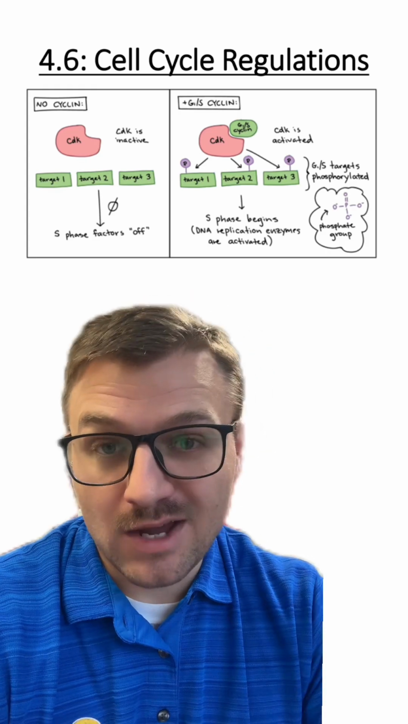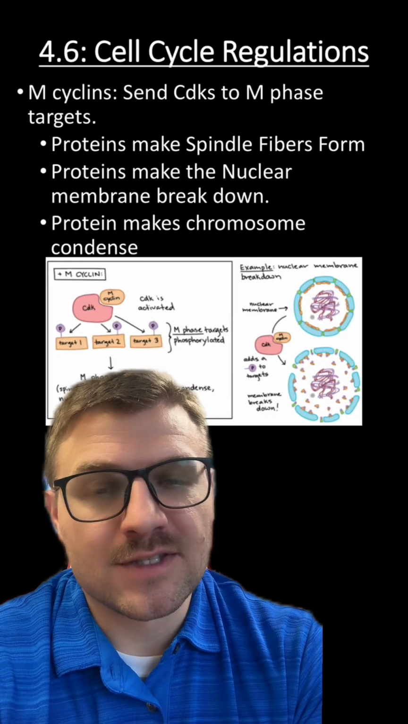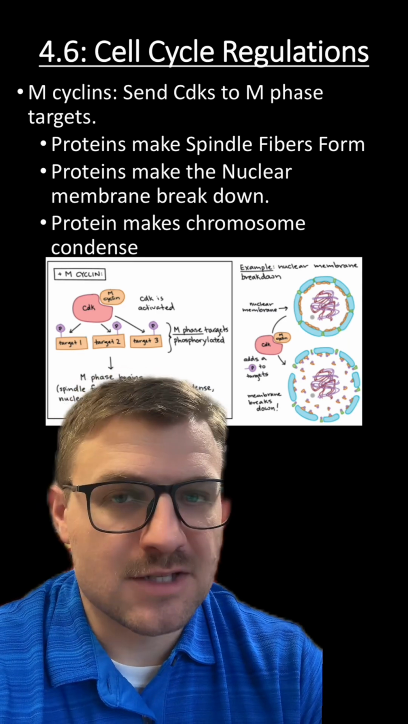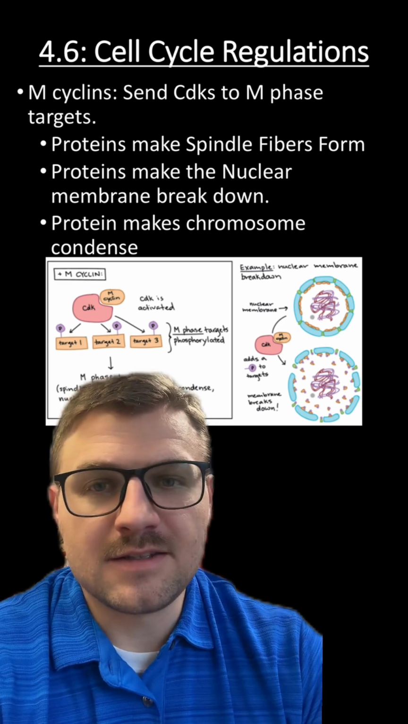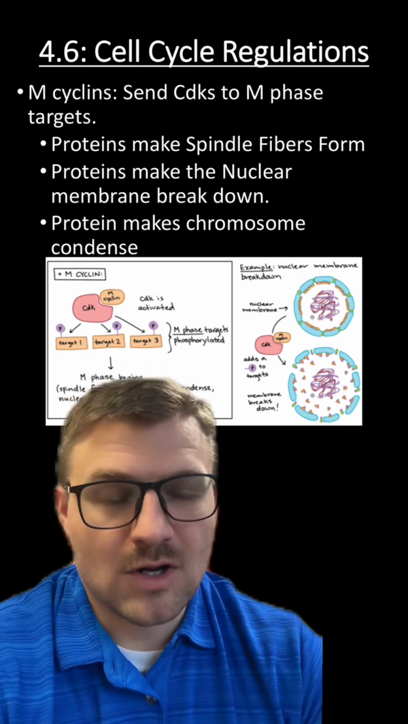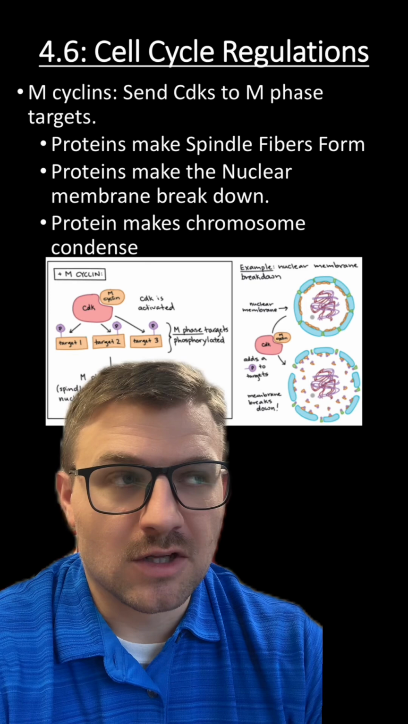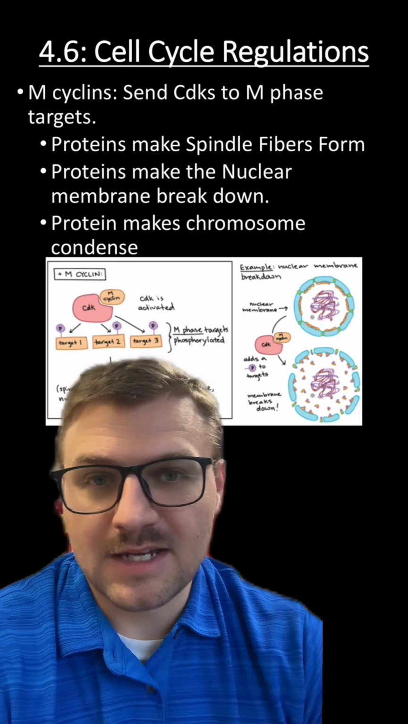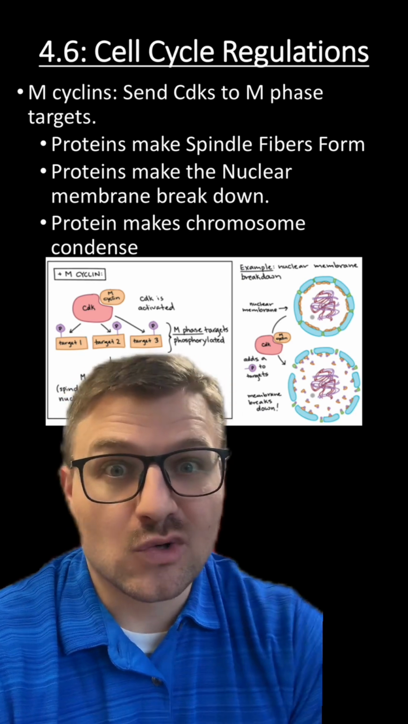Here's an example of the M cyclins, just to give you an idea of what they do. Again, they're going to bind with CDKs that are specific for this step. These CDKs are going to initiate the process of proteins making spindle fibers. They're also going to initiate proteins making the nuclear membrane break down. And they're also going to initiate proteins making the chromosomes condense. These are all things that occur during M phase.